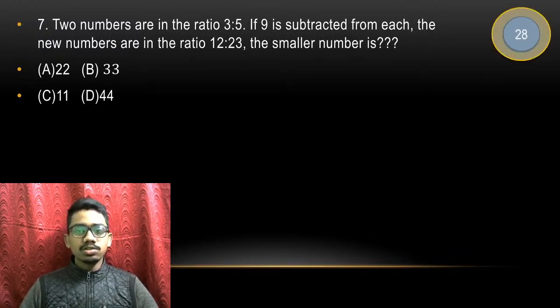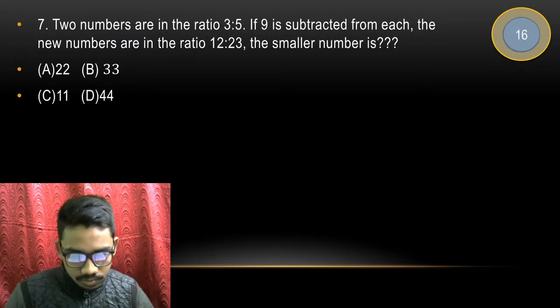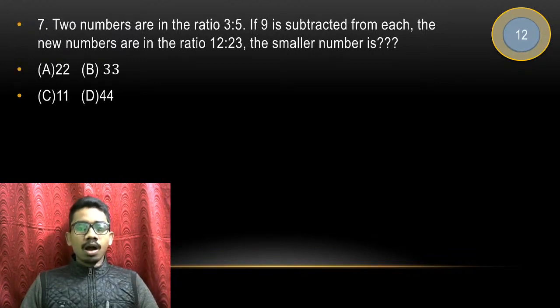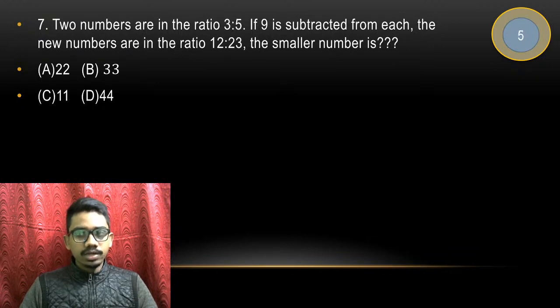Two numbers are in ratio 3 ratio 5. If 9 is subtracted from each, the new numbers are in ratio of 12 by 23. The smaller number is, be very quick. It is a very easy question. Just form the equation.